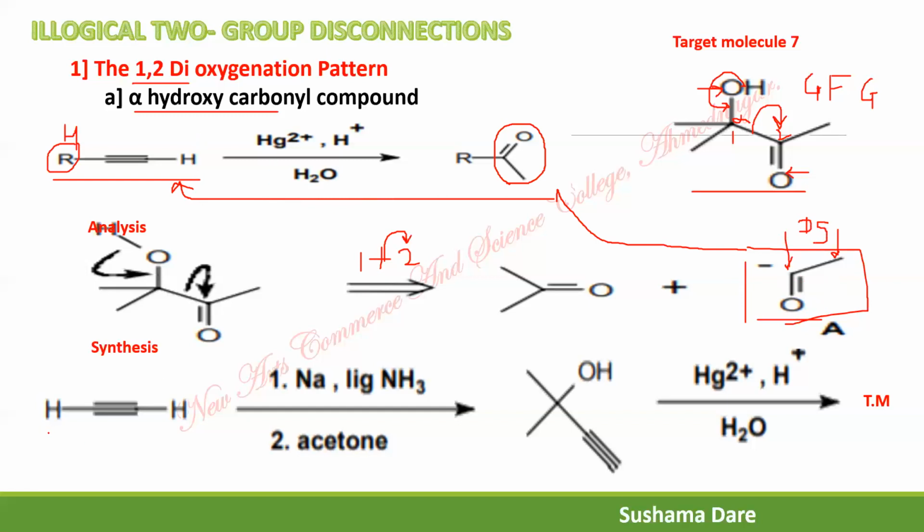Now let us start with the synthesis. You start with acetylene and treat it with a base, sodamide. This base abstracts this proton and generates a negative charge on this carbon. After getting the donor, you attack it on acetone. So after the generation of a carbanion, you attack on this and then go for hydrolysis. After hydrolysis, this structure is obtained.